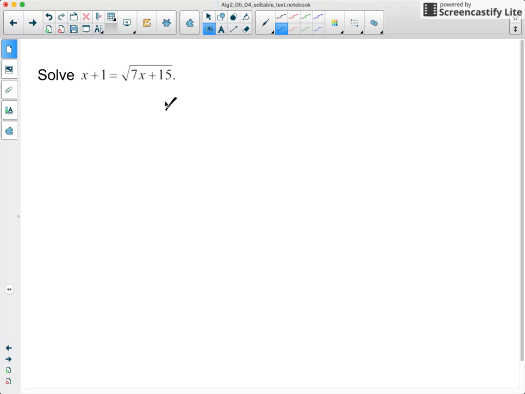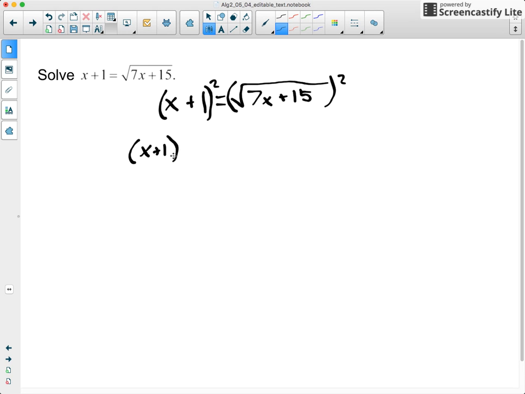So here's our problem. x plus 1 equals the square root of 7x plus 15. So if we square both sides, we know what happens to the square root. We know that's going to go away. But over here on the left-hand side, we're going to have a little bit of a different situation. So remember, x plus 1 can really be expanded into, that's a perfect square, x plus 1 times x plus 1. And we can take away the square root sign over here.